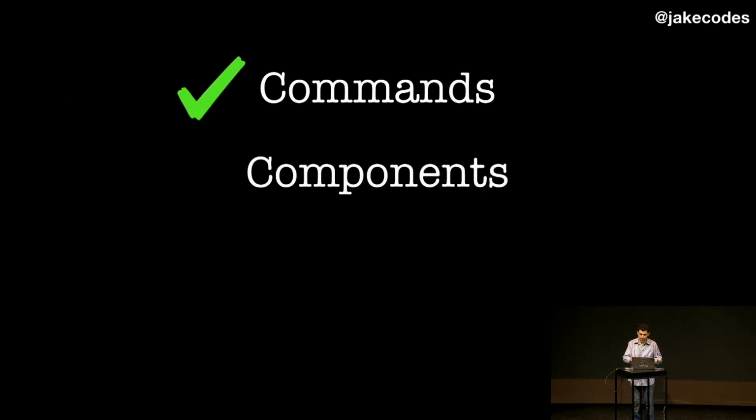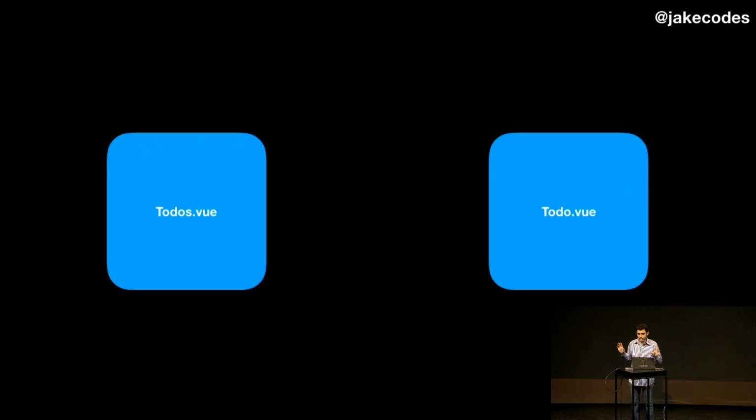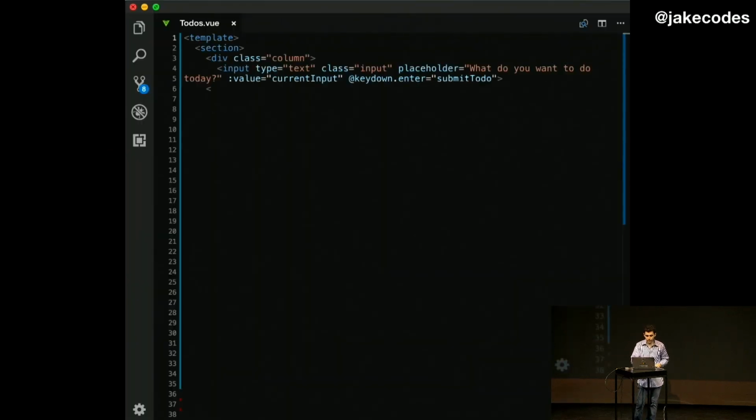Components, what would that look like? Let's check it out. So we have 2 components in our to-do app, to-dos, plural, and to-do, singular. Let's take a look at to-dos, plural. Now, let's just grab this one piece at a time here. The input is the input that you're going to input a to-do into. And we can bind to the value. You can't use v-model here because v-model wouldn't work with this. But we bind to the value of the current input. And on enter, when you press enter, it's going to call a method called submit to-do. And we're going to see what that looks like in a second.